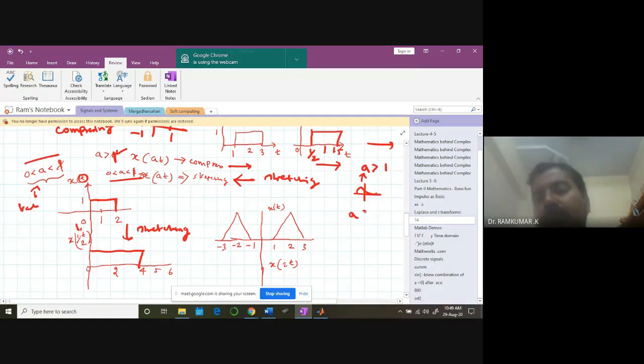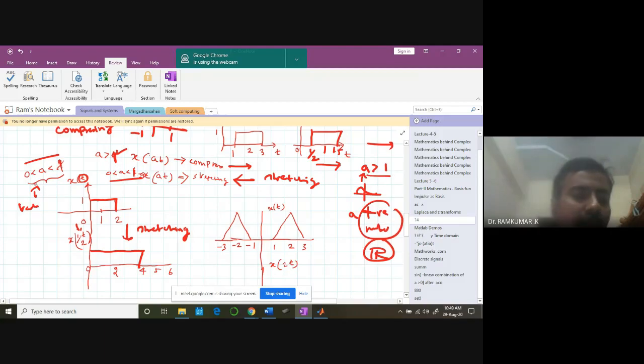Keep in mind that a is always a positive real number. It can be greater than 1 or between 0 and 1. There are two possibilities. If it is between 0 and 1, it is a fraction, like 0.2 or 0.3. In that case, I have to take the time values and divide by that particular fraction, not multiply.